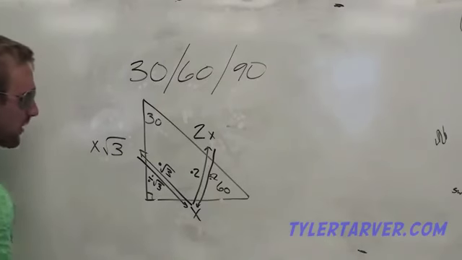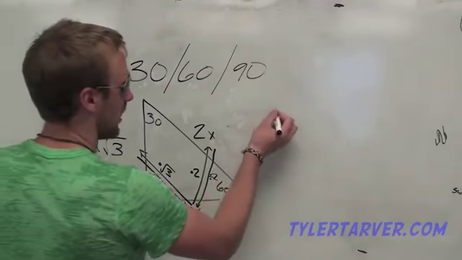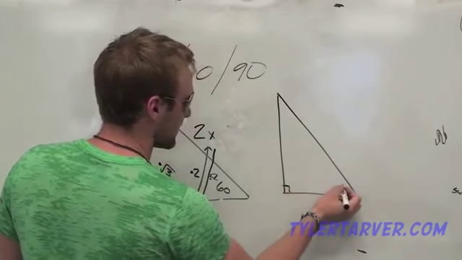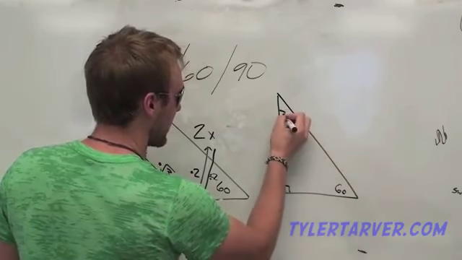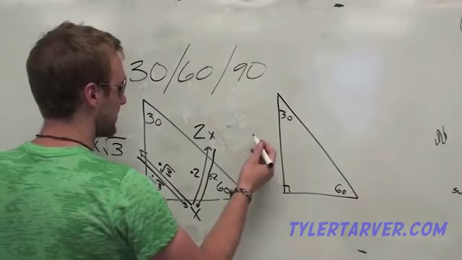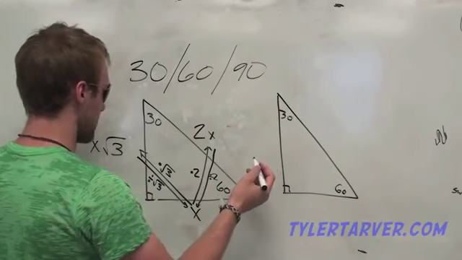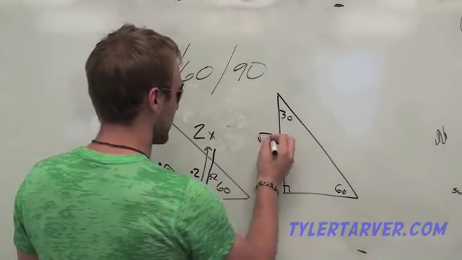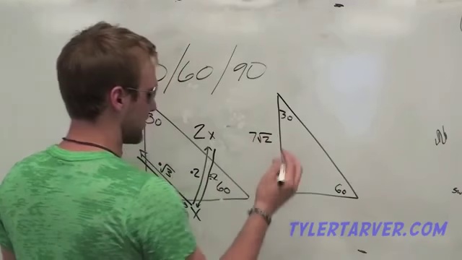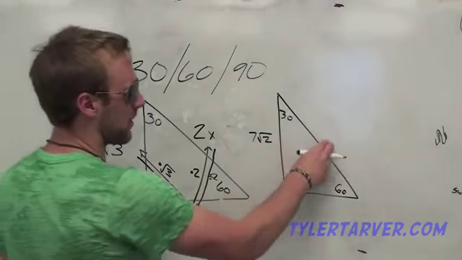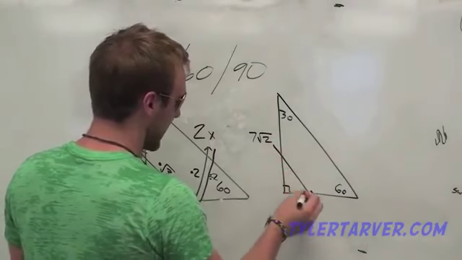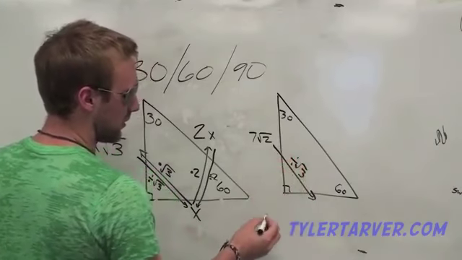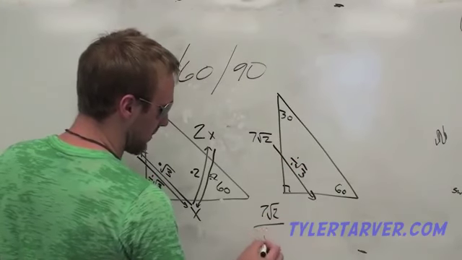All right, let's try something. Let's say we have a triangle. All right, this is the 60 side, and that's 30. Let's say I know that this right here is 7 square root of 2. And I want to know what the hypotenuse is. First, I need to go to the 30 side. What arrow goes down to here? I need to divide by the square root of 3. So I do 7 times the square root of 2 divided by the square root of 3.